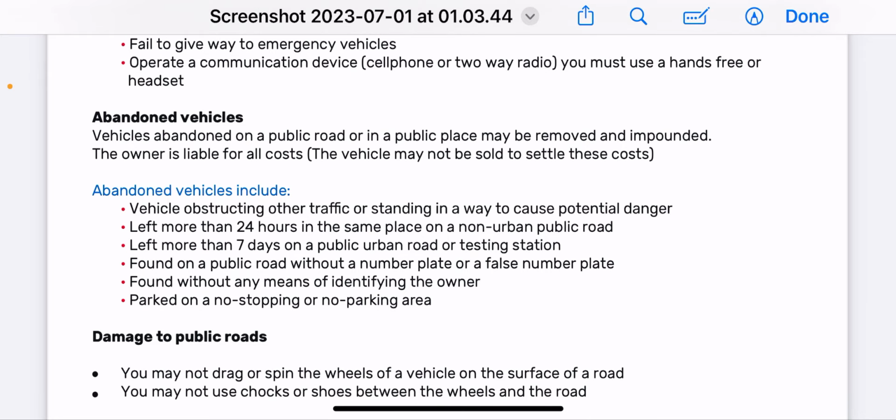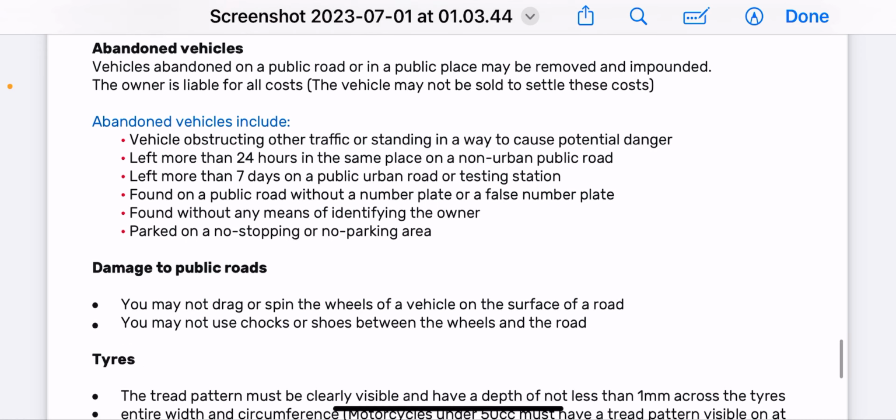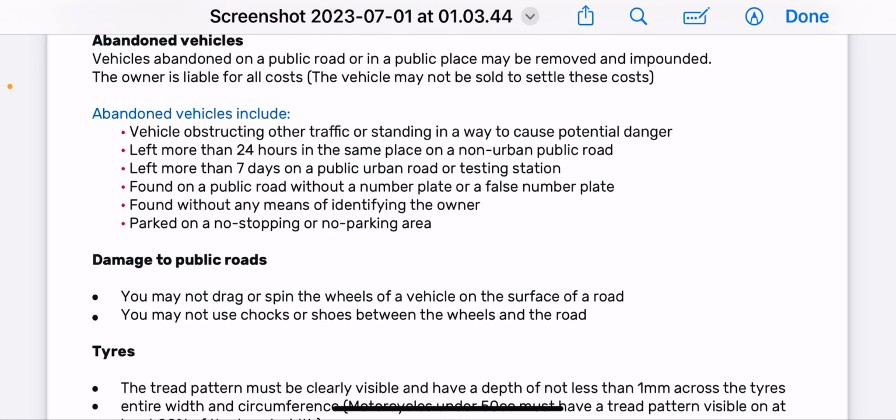And then there are abandoned vehicles. Vehicles abandoned on a public road or in a public place may be removed and impounded. The owner is liable for all the costs. The vehicle may not be sold to settle these costs. Okay. And then abandoned vehicles include the following.